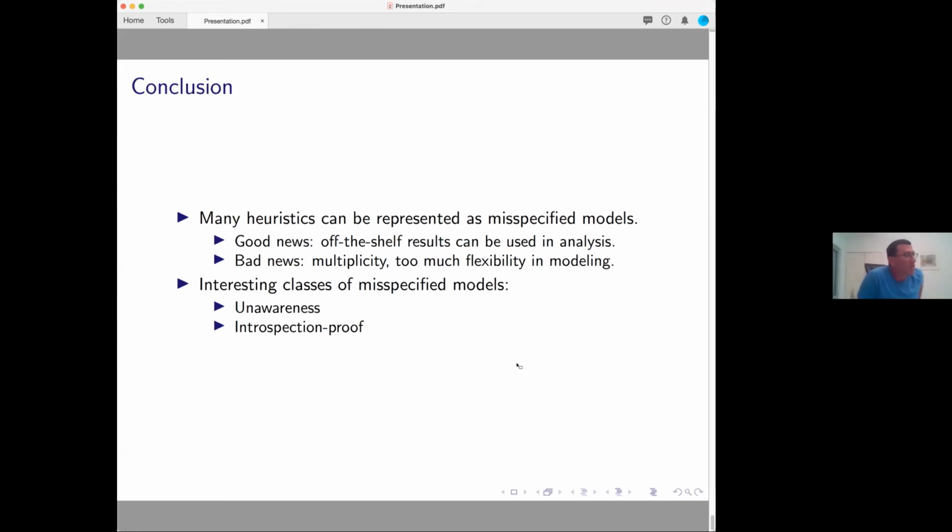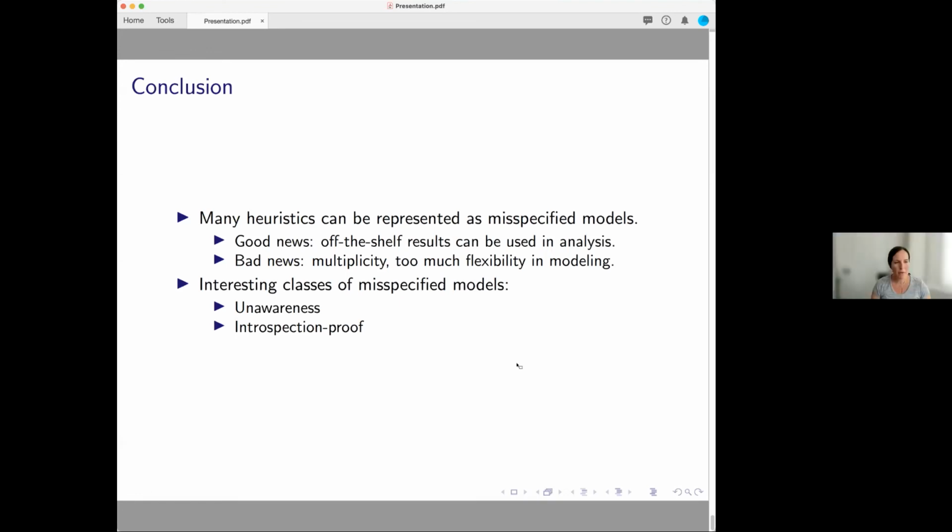Yeah, I have one question. I'm not sure I fully follow the last part, but is unawareness a good criterion for just discussing misspecified models, even without the context of heuristics? I didn't completely follow whether the criterion depends on the heuristics or it's a consistency requirement for misspecified models.